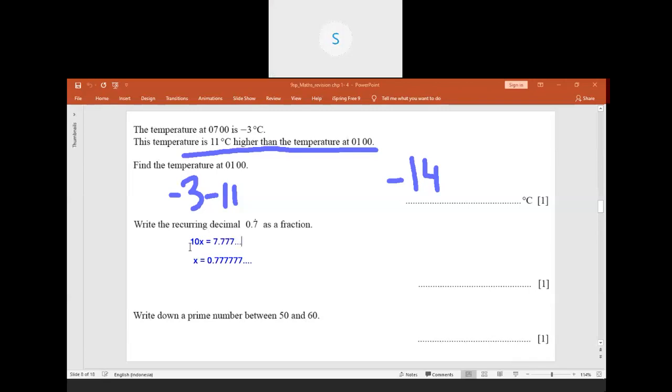Someone is still getting confused at the previous question. Yes, higher temperature means warmer. At 7 o'clock, the temperature is higher than the temperature at 1 o'clock. So at 7 o'clock it will be warmer than 1 o'clock. The 1 o'clock will be colder. Because 1 o'clock is colder, the temperature will be less than -3.